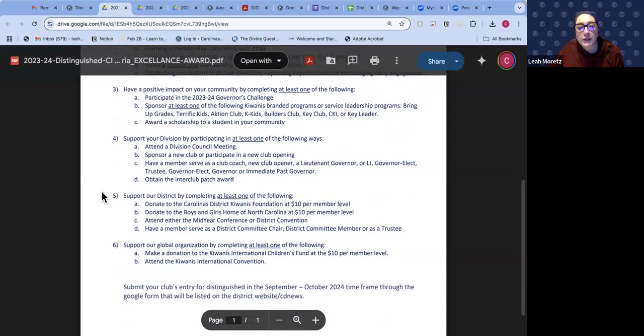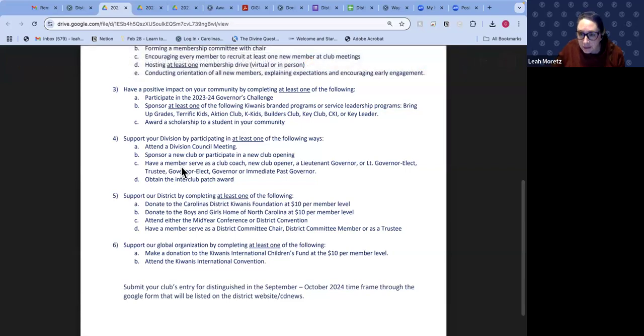Four was to support your division by doing at least one of these four things. Attend a division council meeting created by your lieutenant governor, sponsor a new club, or participate in a new club opening. Have a member serve as a club coach, a new club opener, a lieutenant governor elect, trustee governor elect, governor, or immediate past governor. So what was that about? That's about getting people engaged on the division or district level. Or number four, obtain the interclub patch award. And that has to do with going to visit all the clubs in your division. So that's how it supports your division.